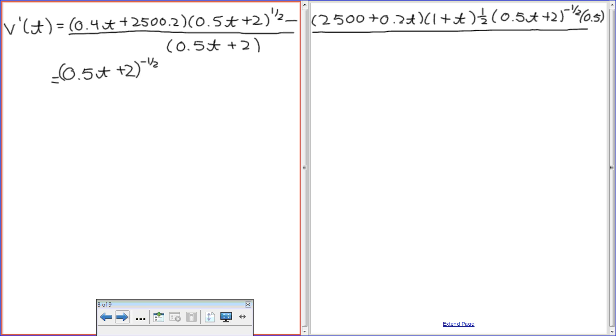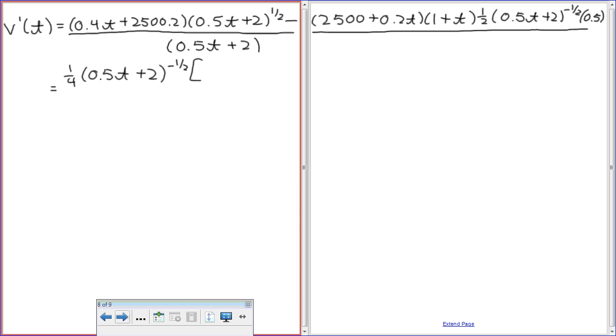We can take out a quarter as well to get rid of the fractions on the right side. Oh, good idea. We might do that, and that'll make this a little bigger. So we'll go equals 1/4 times 0.5t plus 2 to the negative 1/2. Okay, calculator time.